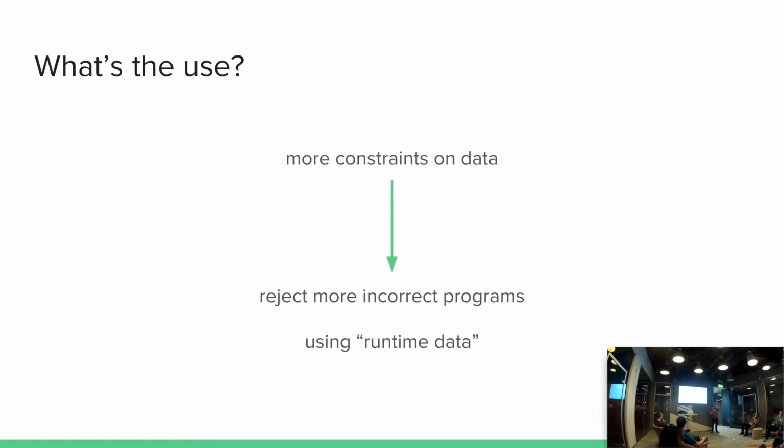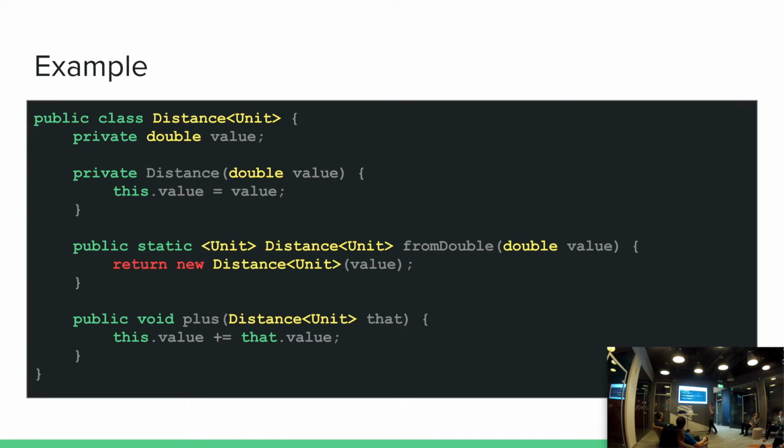This basically gives us more power because it allows us to reject more incorrect programs. It gives us more flexibility when we're giving signatures to functions. And in a way, we can design our functions so that the phantom types represent essentially runtime data. So you're almost getting access to runtime data at compile time. That enables a few neat features that we'll see in a second.